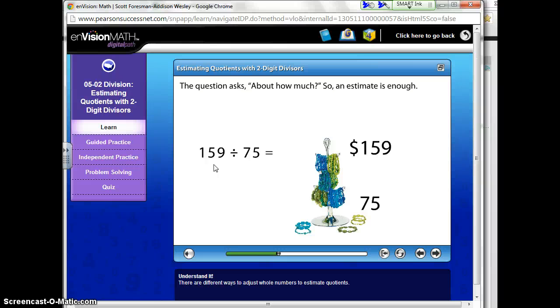There's 2. Okay, which one would you like to go with? 70. Okay, sure, we could change this to 70. Or we could change it, what was your other option, Aiden? 80. Or we could change it to 80. Sure. So let's try to make some changes here. We can change the 75 to 80, and we can change this 159 to 160, since it is super close to 160.